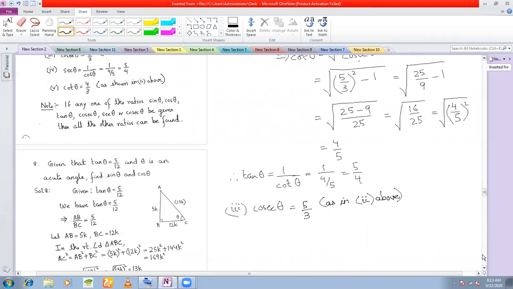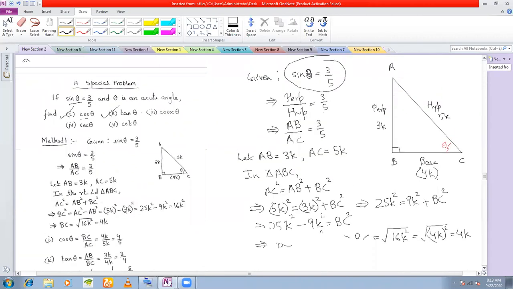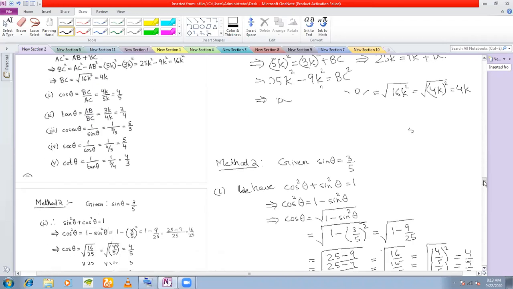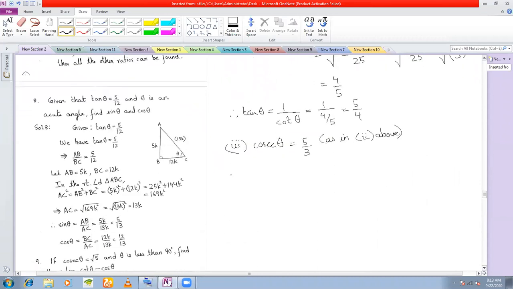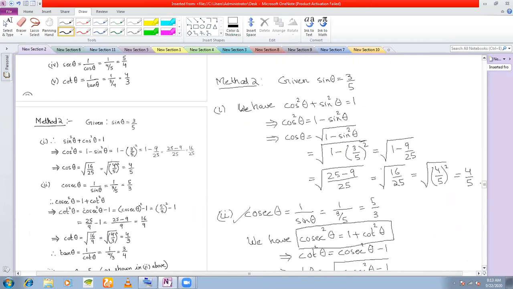Okay. The next question here is how to find out. So third part is over. Next part is sec theta. How to find out sec theta? Again, in order to find out sec theta, we know that sec is the reciprocal of cos, and we have found out cos here. What is the value of cos? 4 by 5.